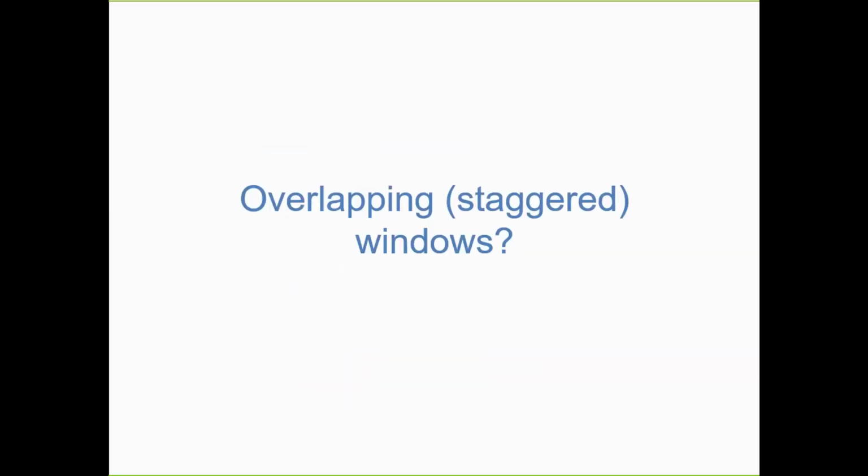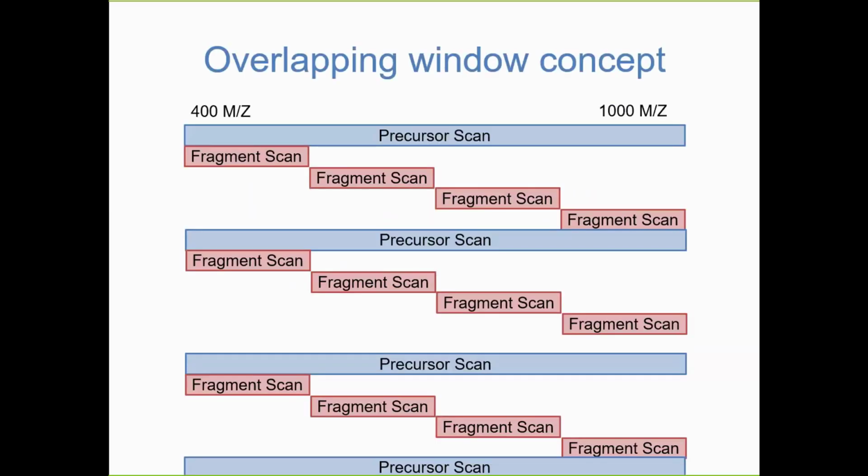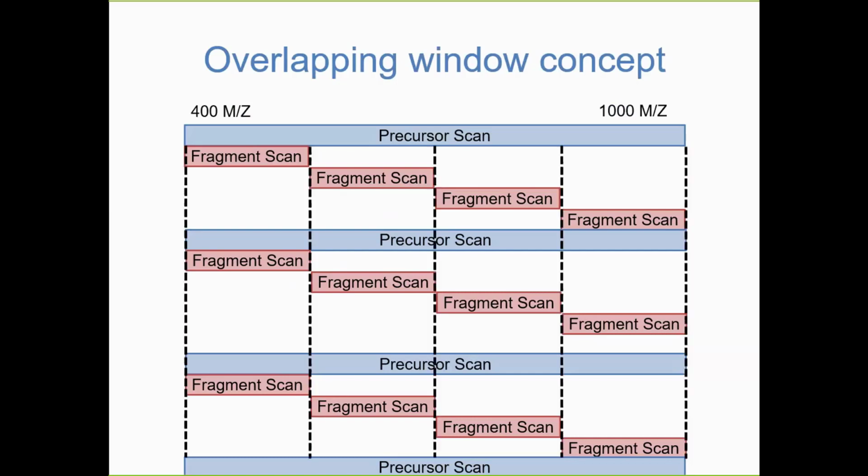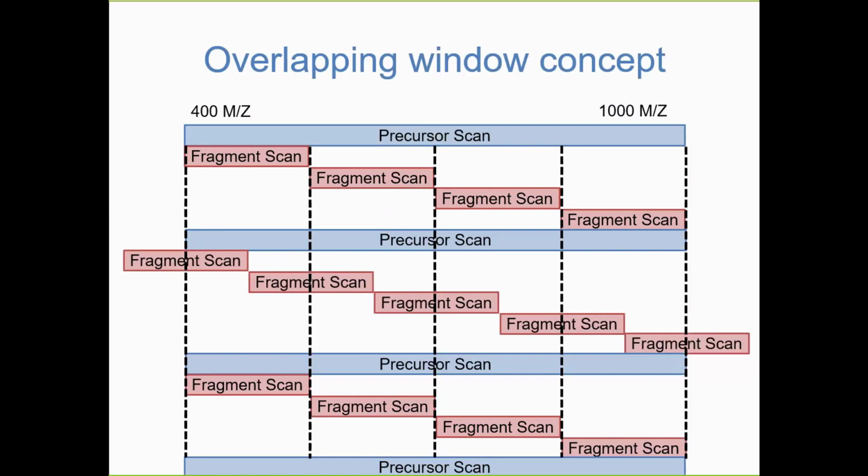There are a bunch of optimizations that you can do to make your DIA experiment a little bit better, and one that we recommend is thinking about overlapping or staggered windows. In the traditional DIA approach, you would acquire a precursor scan followed by a bunch of fragment scans, and then repeat that process over and over again. With the staggered or overlapping window concept, we take those centers and shift them over every other scan and then add in an extra scan.